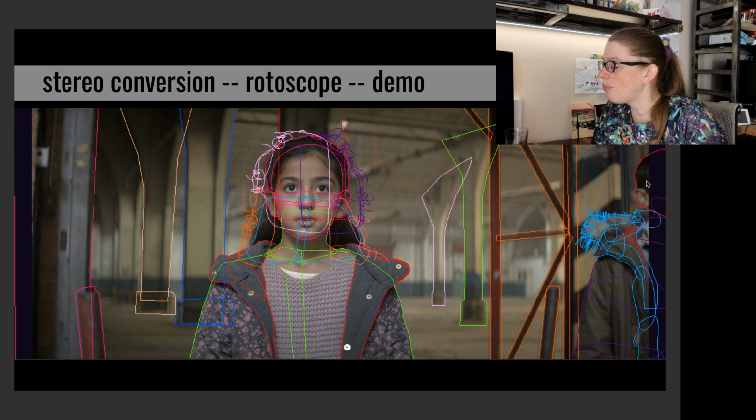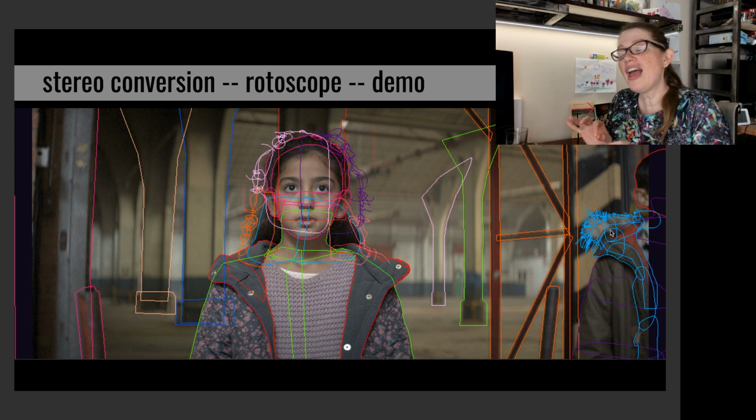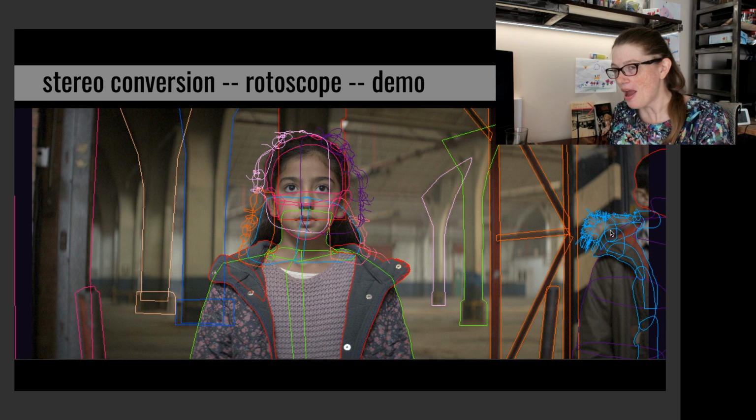And then there's another little boy over here to the right, and they've got all the fur on his collar, all drawn by hand. So that's step one, rotoscope. And they have to do this to every single frame of the entire movie. You're looking at hundreds of thousands of images they have to trace.